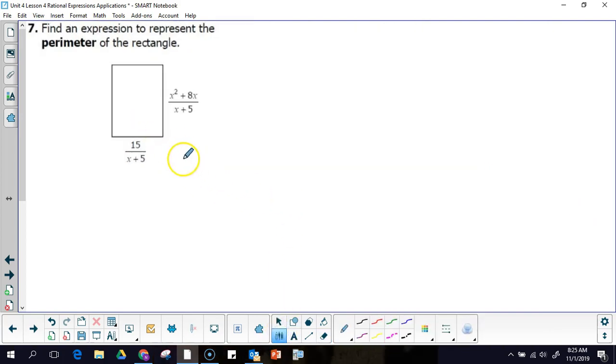Number 7 is a perimeter problem. Perimeter of a rectangle equals 2 times the length plus the width. It's really just the distance around it. But if this side is a certain length, then this side is equivalent, or congruent, to this side. This side is congruent to this side. So if we add these two things together and then multiply it times 2, we'll get the perimeter. So let's do that first.